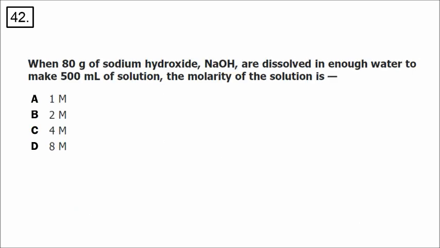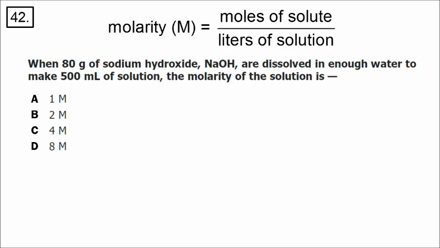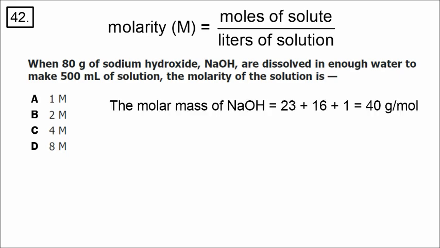Number 42, what is the molarity of the solution? So molarity is moles of solute divided by liters of solution. We have 80 grams of sodium hydroxide. How do we convert 80 grams of sodium hydroxide into moles? Well, the periodic table tells us the molar mass of sodium hydroxide is 40 grams per mole. So 23 plus 16 plus 1, those are the atomic masses of sodium, oxygen, and hydrogen. If we have 80 grams of NaOH, we have 2 moles.